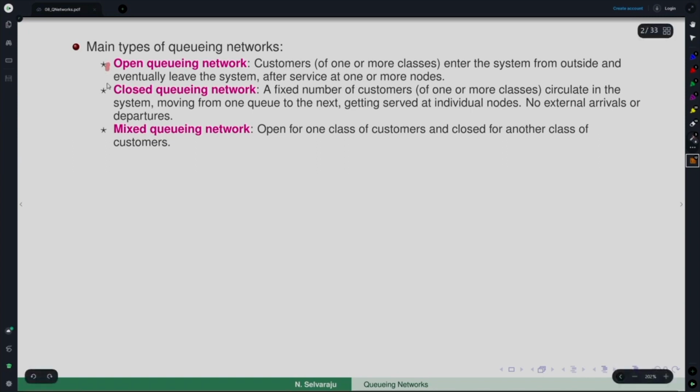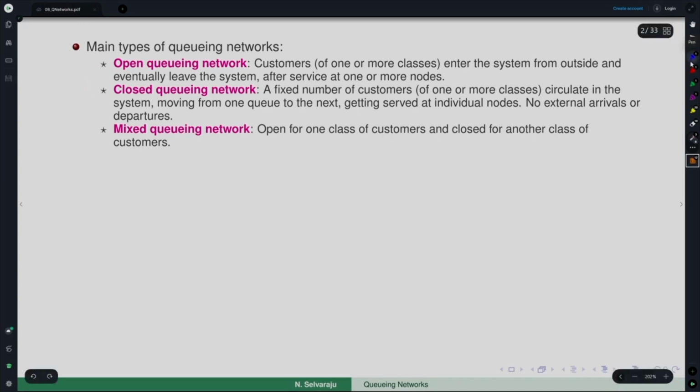And as the name suggests, a mixed queuing network basically consists of both these, open and closed, right. So, it is open for one class of customers and it is closed for another class of customers, say. It is not just for one, suppose you have multiple classes of customers, there is at least one class for which this is open, and at least one class for which this is closed. Whereas in an open or closed network, if you have multiple classes of customers, all of them have to be of a single type, either open or closed, to be called an open or closed queuing network. So, we will mainly concentrate on the open and closed networks only.